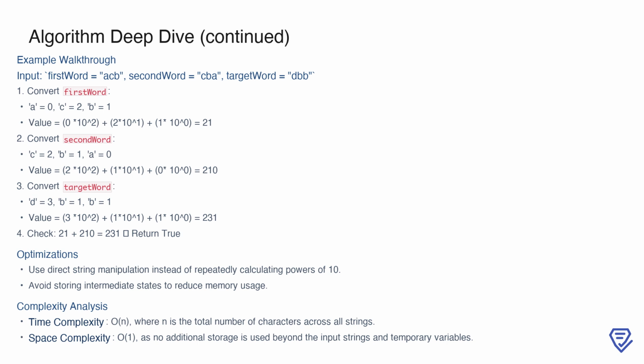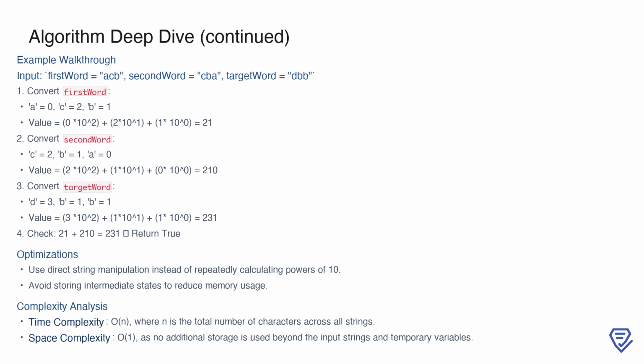Next, we convert second word. Here, C equals 2, B equals 1, and A equals 0. The value is 2*10 squared plus 1*10 to the power of 1 plus 0*10 to the power of 0, which equals 210.